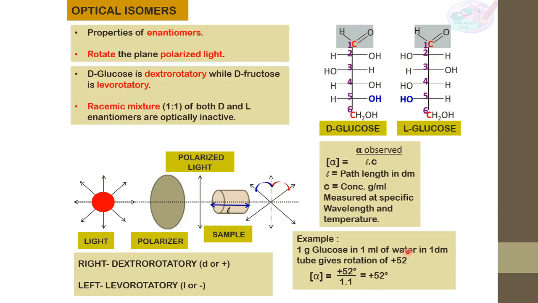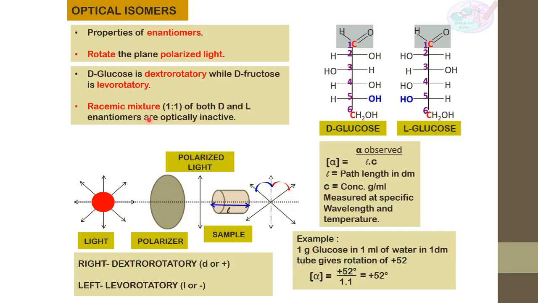Now you always remember that these two isomers, enantiomers, D glucose and L glucose, rotate the plane polarized light, but always in opposite directions. If D is rotating the light in the right direction, L will rotate the light in the left direction. So for example, D glucose rotates the light in the right direction, meaning it is dextrorotatory, while D fructose rotates the light in the left direction, meaning it is levorotatory. So D glucose is sometimes also referred to as dextrose.